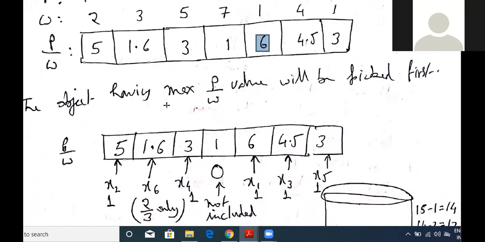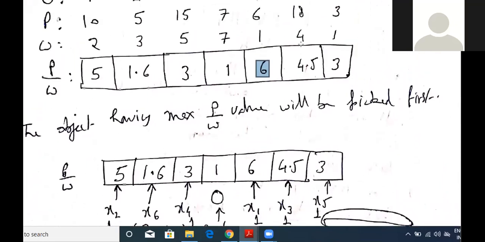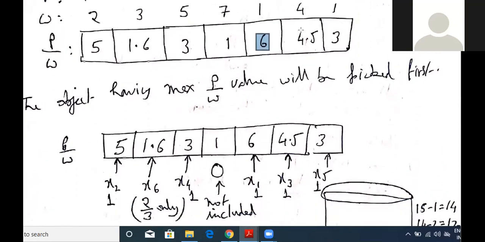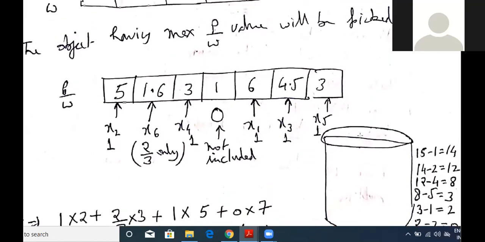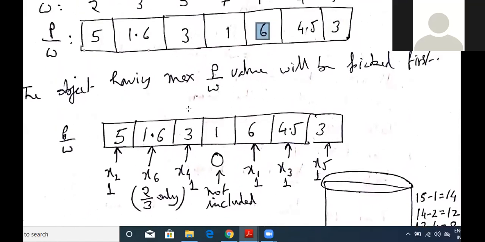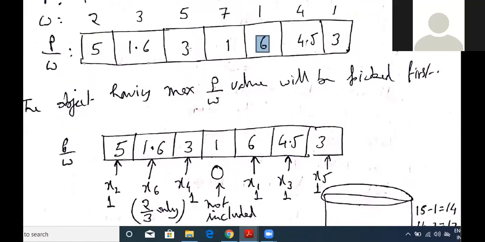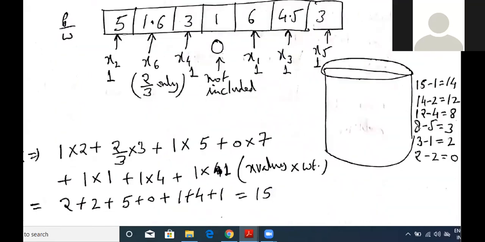Now the third item that we have picked is x3, that is this one. The weight associated with this item is 4. So now again in the third step, the previous capacity is 12, so reduce 4 from it. 12 minus 4 equal to 8. Now the weight remaining is 8. Now the fourth item is this one, and the weight associated with this item is 5. So now 8 minus 5 is 3. Now at present our knapsack's remaining capacity is only 3.